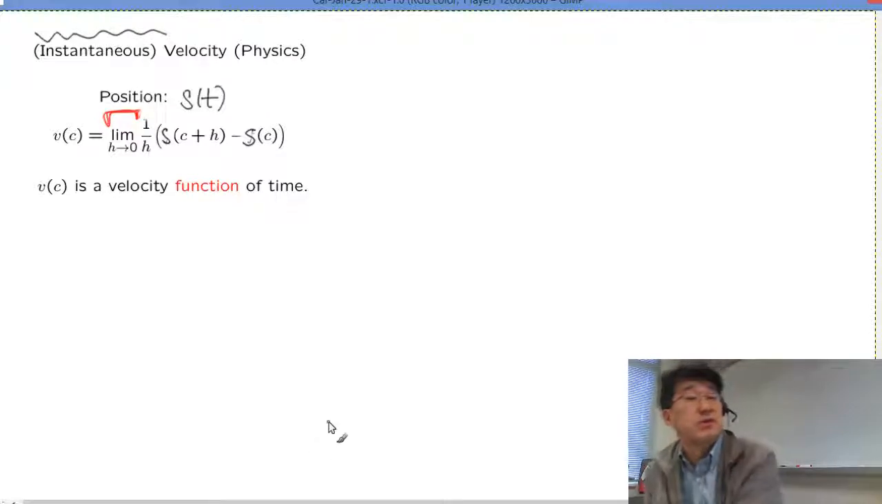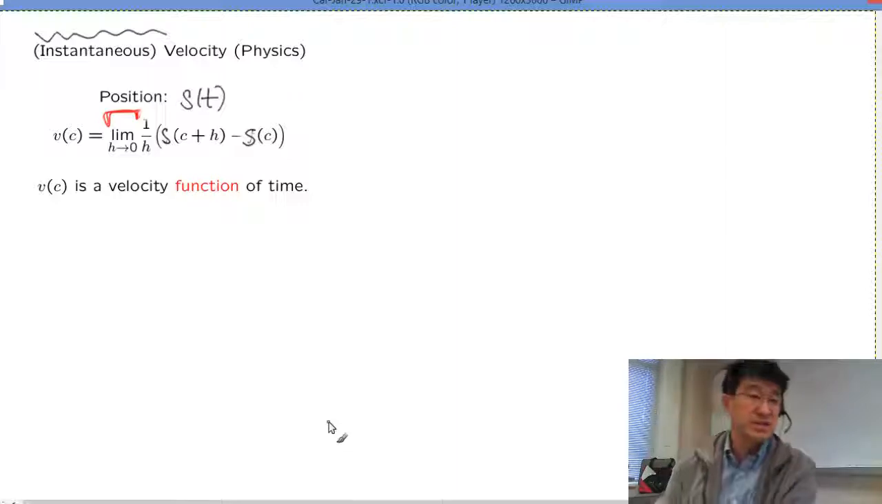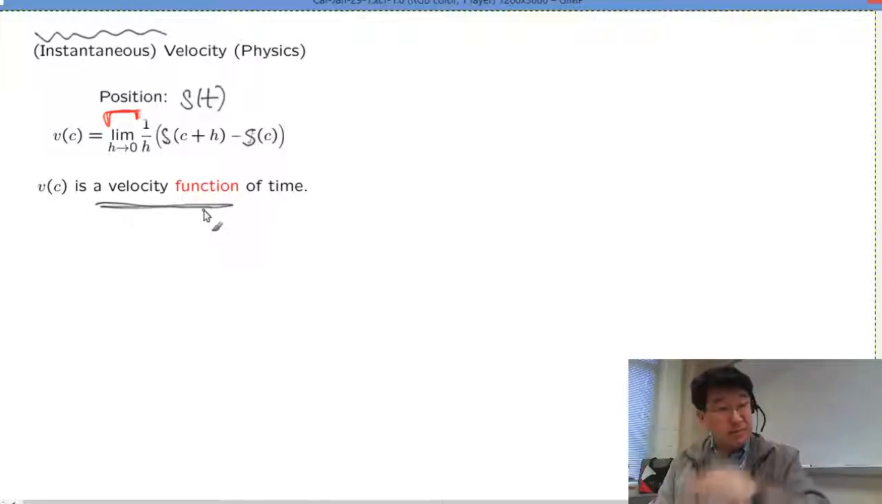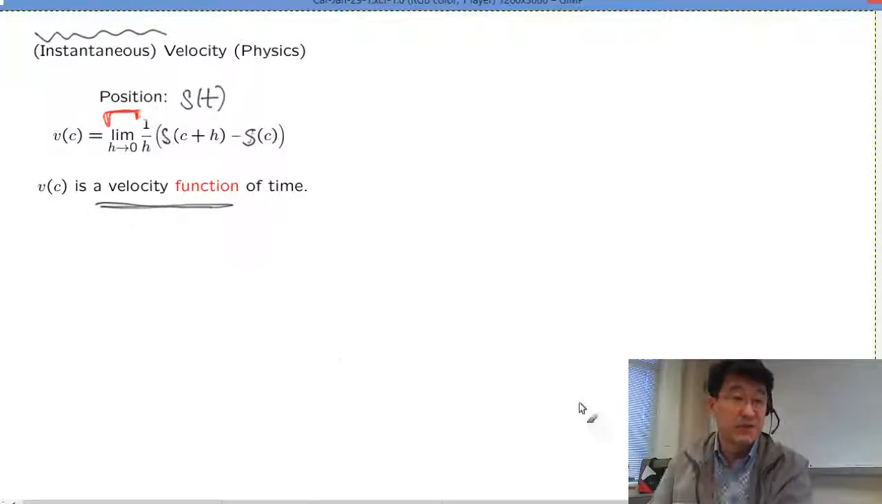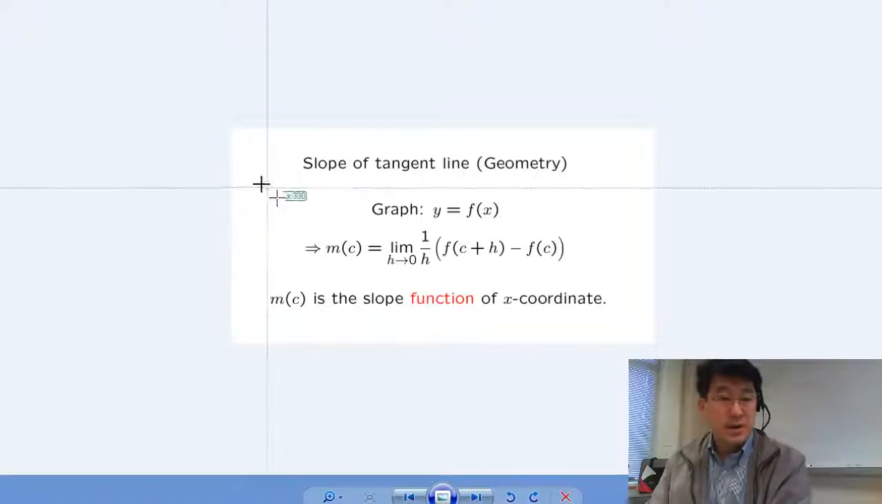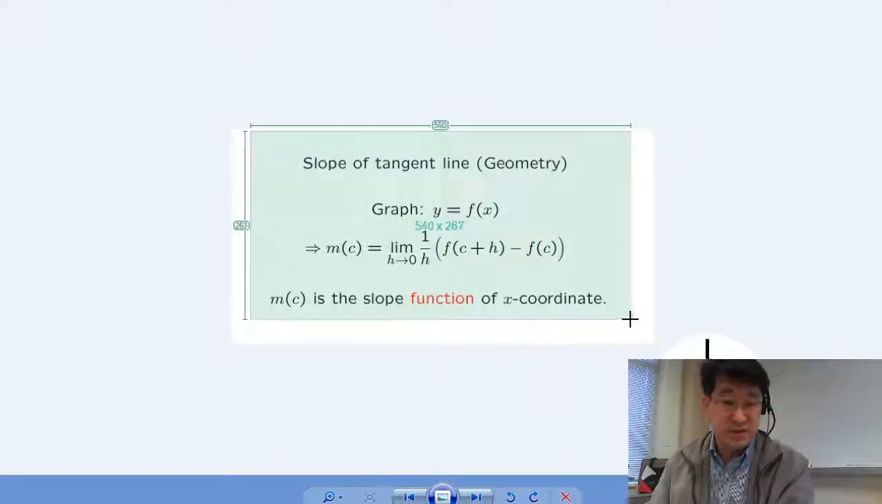And v(c) is called the velocity at c. What is the instantaneous velocity? Consider the average velocity as h goes to 0. That gives you the velocity. So time assigned with a velocity, that's a velocity function. And every notation here is correct.